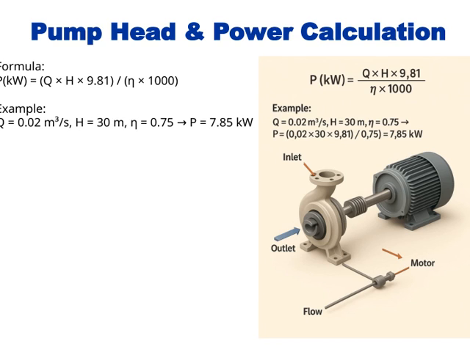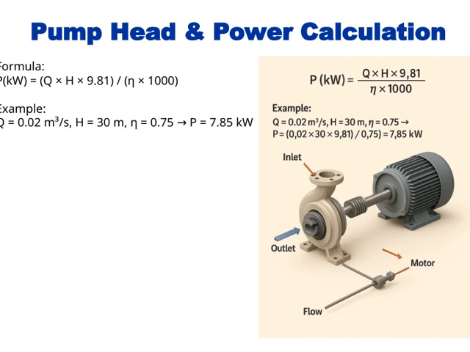Well, Q represents the flow rate in cubic meters per second, H is the head or height in meters, and 9.81 is the acceleration due to gravity in meters per second squared. The efficiency, eta, accounts for how effectively the pump converts input power into hydraulic energy.